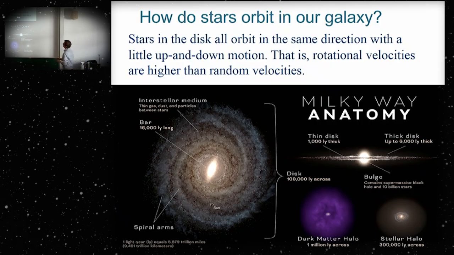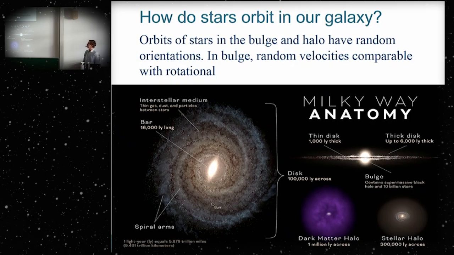So the orbits of the stars in our Milky Way, in the disk, we orbit in the same direction. We have a little up and down motion. We have used this already. We calculated already that we have like 220 kilometers per second as a rotation speed. And then we have a random velocity on top of that, which is on the order of 25 kilometers per second or so. Yeah, that's the sun. So the disk is dominated by rotational velocities.